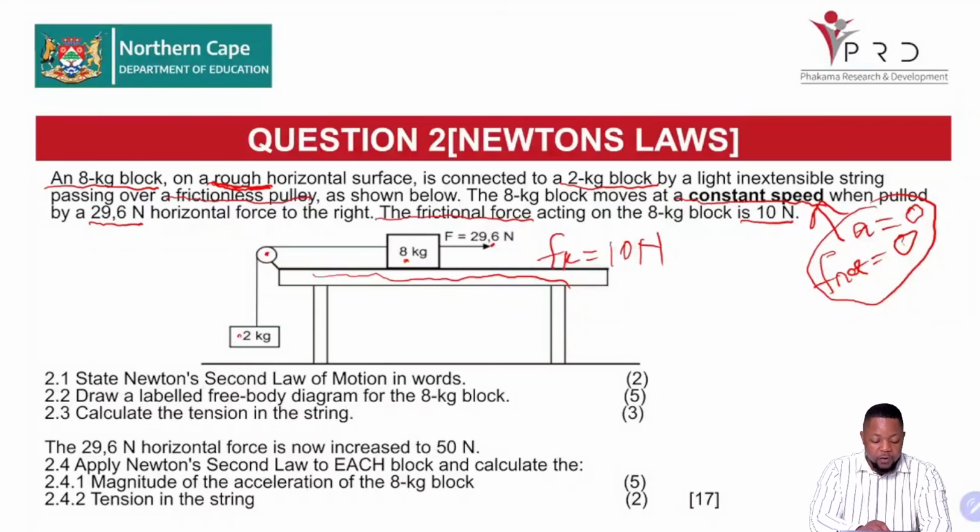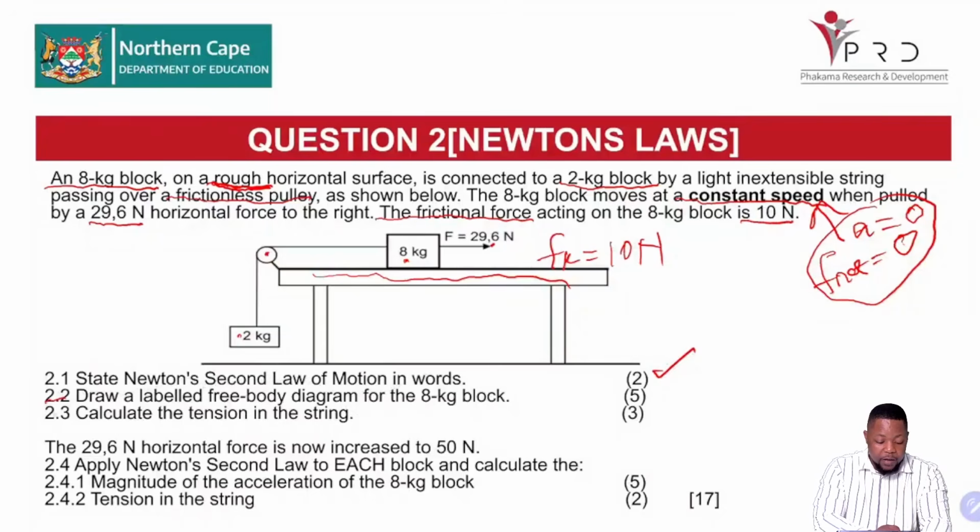Now, let's look at our definite marks. 2.1, state Newton's second law of motion in words. We said that this is a definite mark because we have indicated earlier that those are the definitions that you need to know before you go into your examination. Newton's second law of motion states that when a net force acts on an object, the object will accelerate in the direction of the net force with an acceleration that is directly proportional to the net force and inversely proportional to the mass of the object.